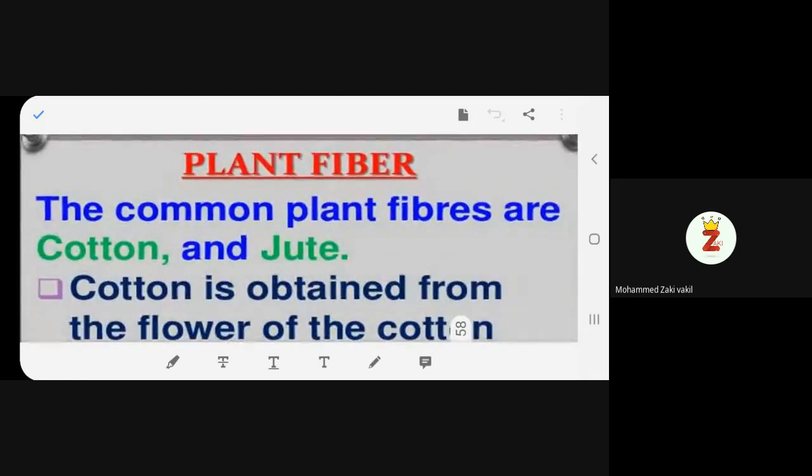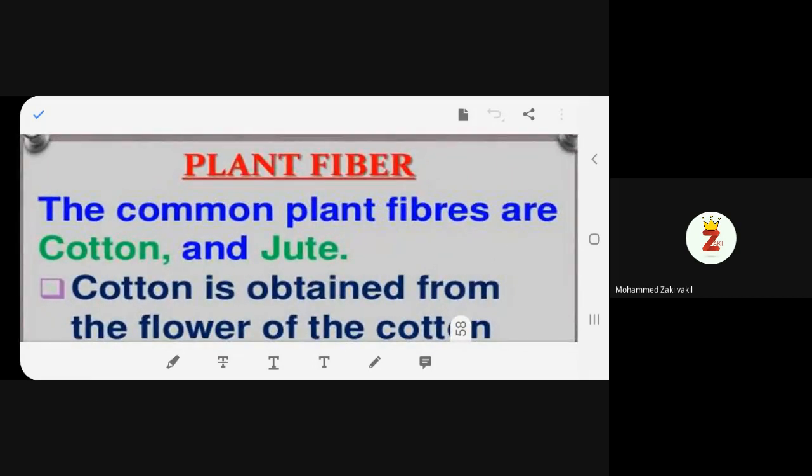Now we have done plant and animal fiber. What was the animal fiber? Wool and silk.